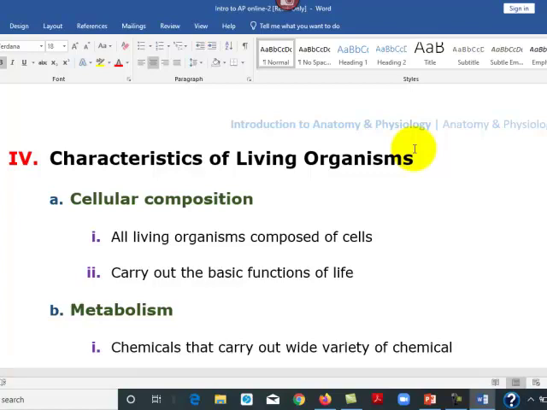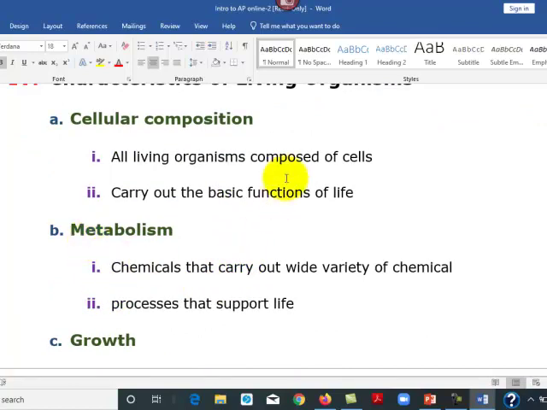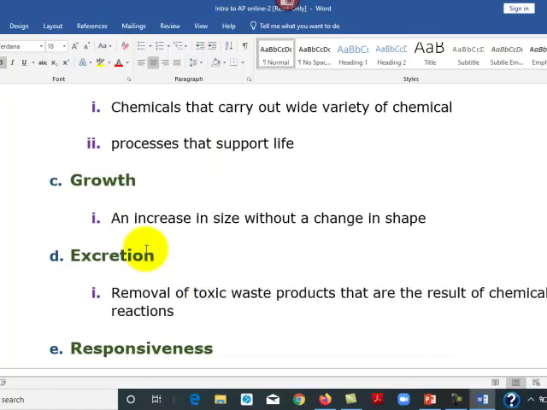And I'm just going to touch on these and go through them with you. Here is cell composition. We kind of just went over that. All living organisms, multicellular, are made of individual cells. Metabolism is the rate at which your body is converting calories, supporting life, and carrying out a wide variety of reactions. Growth is an increase in size without a change in shape.